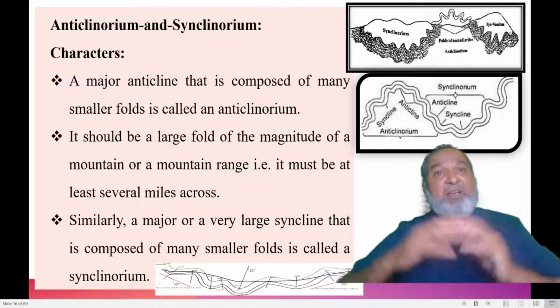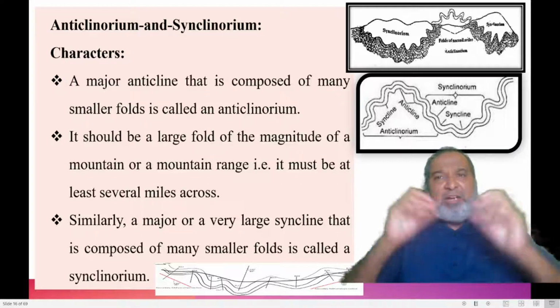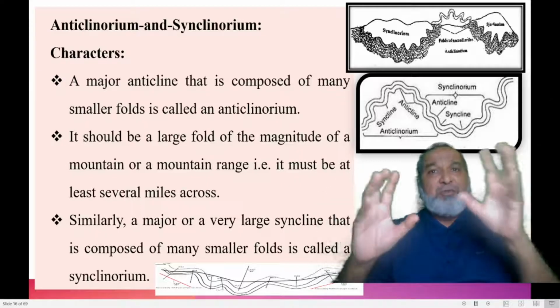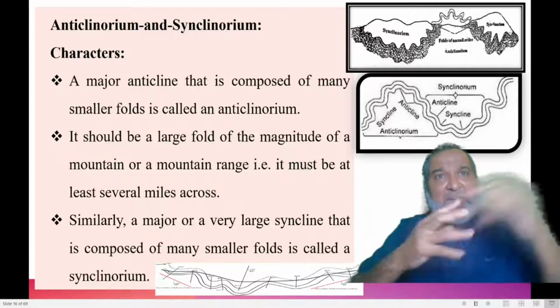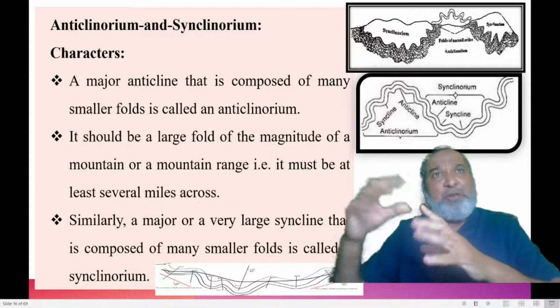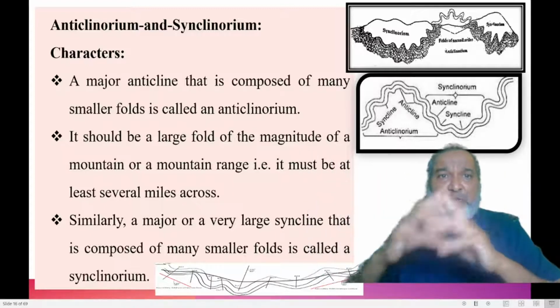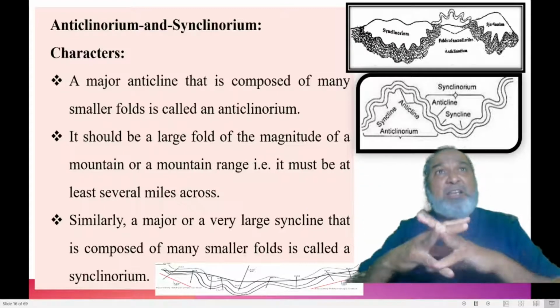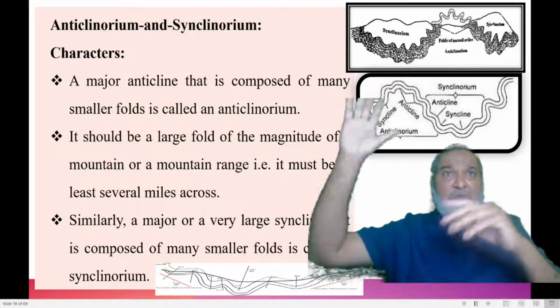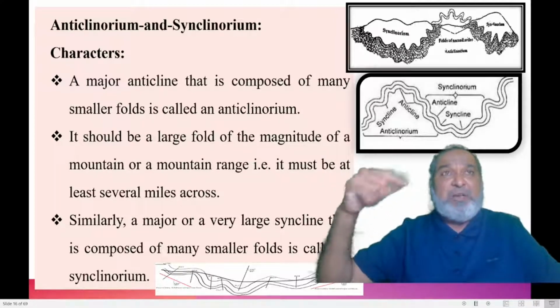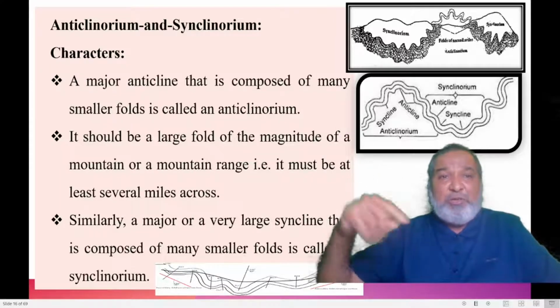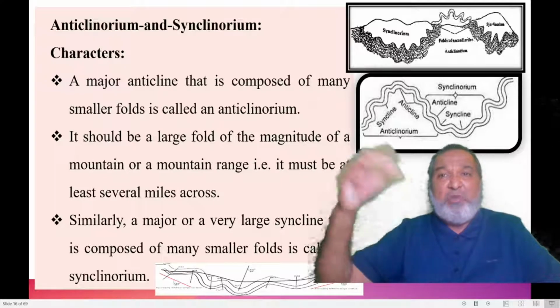Come to the next one, anticlinorium and synclinorium. 100% the examiner is going to ask you this question, whether 1 mark or 5 marks. Anticline, syncline, anticlinorium, synclinorium. So what is the anticlinorium? It is a large fold. Anticline or syncline, they are a very large fold, and this large fold is refolded. It is going to give you secondary folding, a smaller fold.